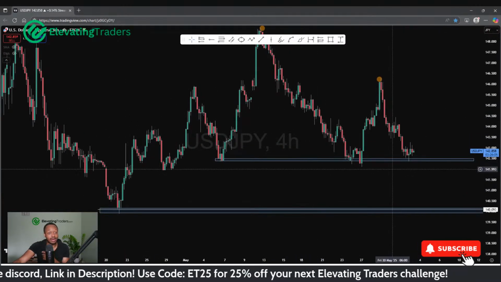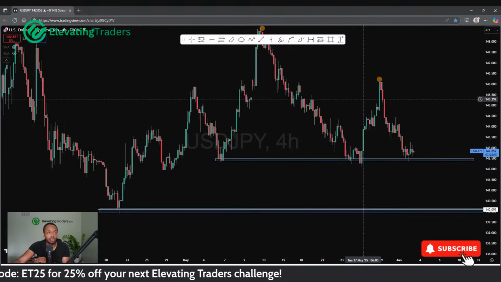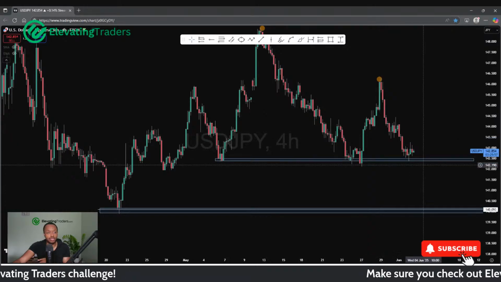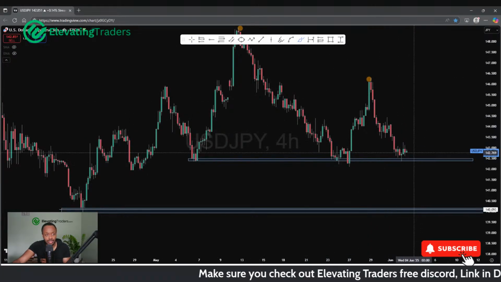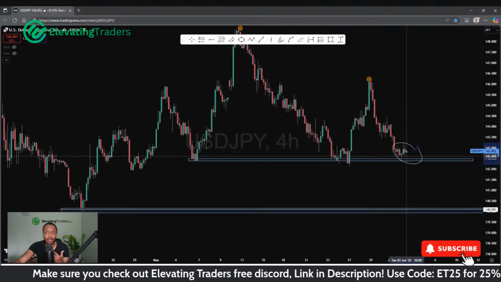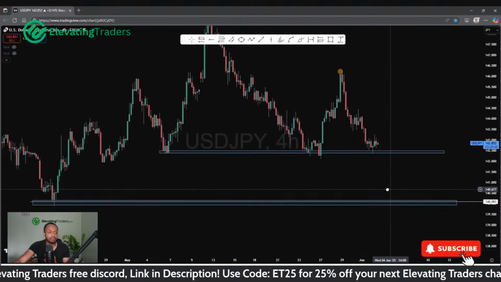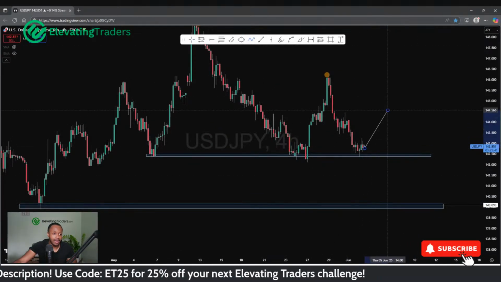Yes, we're at support right now, pretty strong support as well. I want to add, we've had some really strong rejections from this area, so it's definitely not a level to mess about too much and could still present some nice buying opportunities. I'll just watch to see how price develops here. If we can see some wicks, a strong shift in momentum, that could be a nice sign for a buy. But yeah, I would be looking for a lower high to form and for us to come back down again.